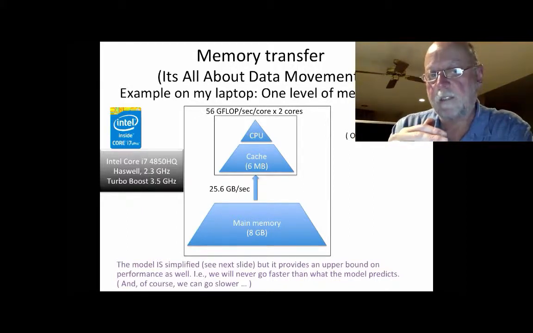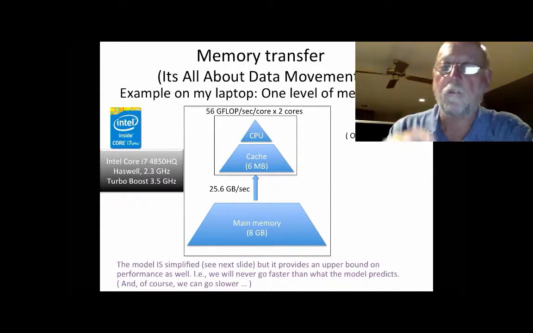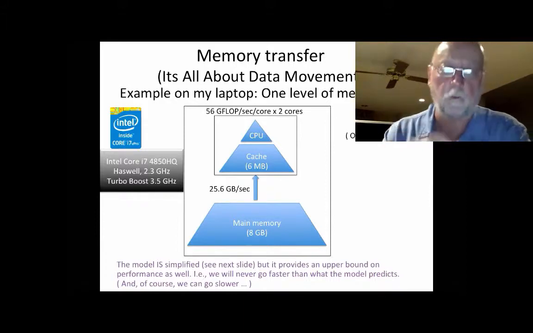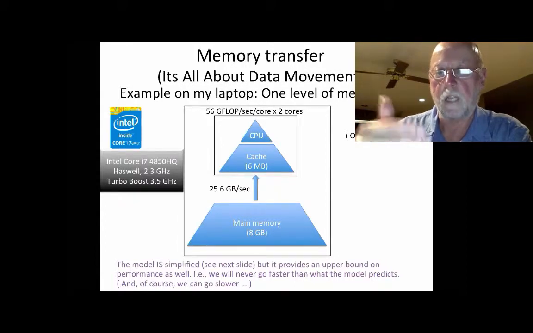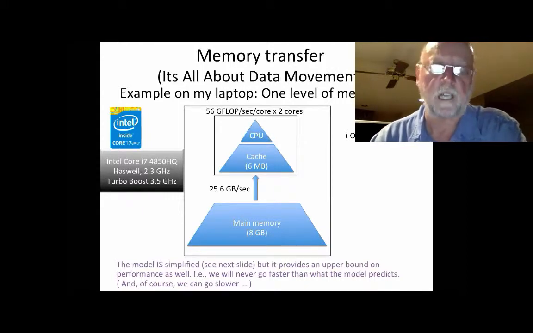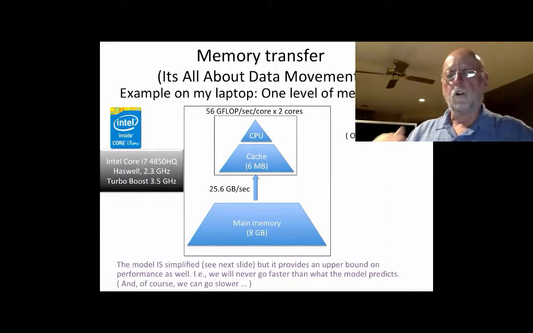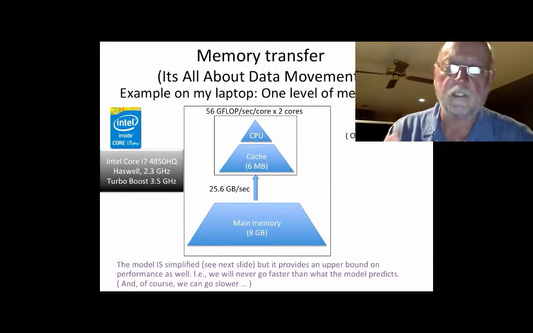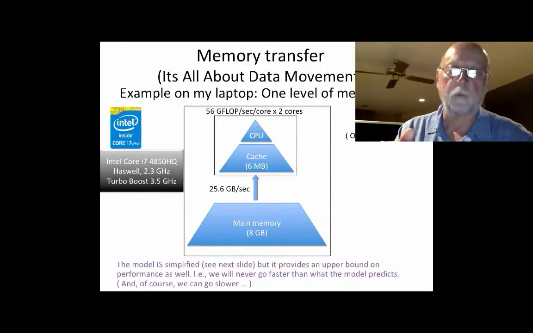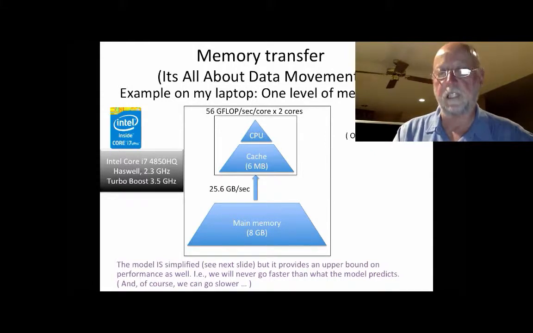And at 3.5 gigahertz, something that I actually can realize, that core of my laptop can run at 56 gigaflops. So each core can run at 56 gigaflops. So my laptop is characterized by this processor. It has some cache, 6 megabytes of cache, and then it has some memory. In my case, it has 8 gigabytes of main memory. And in order to get the data from memory to the cache, there's a bus, and that bus is rated at 25.6 gigabytes per second. So that's the rate at which I can move the data from memory into the cache.